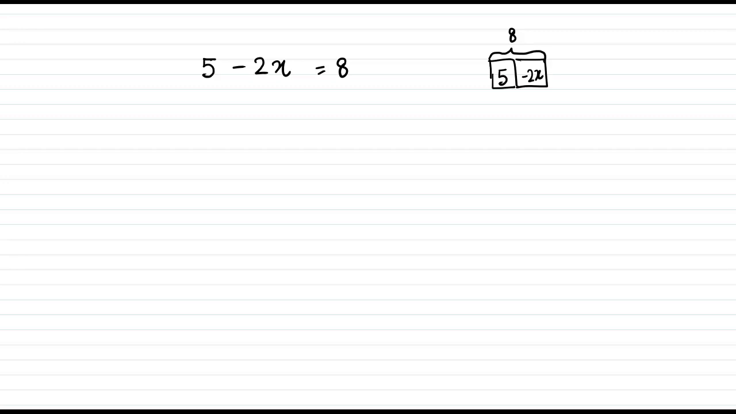So what are we going to do? In our mind, we are going to subtract 5 from both the sides. So when we do that, we get negative 2x on left hand side and 8 minus 5 on the right hand side. Simplification gives us negative 2x equals 3.